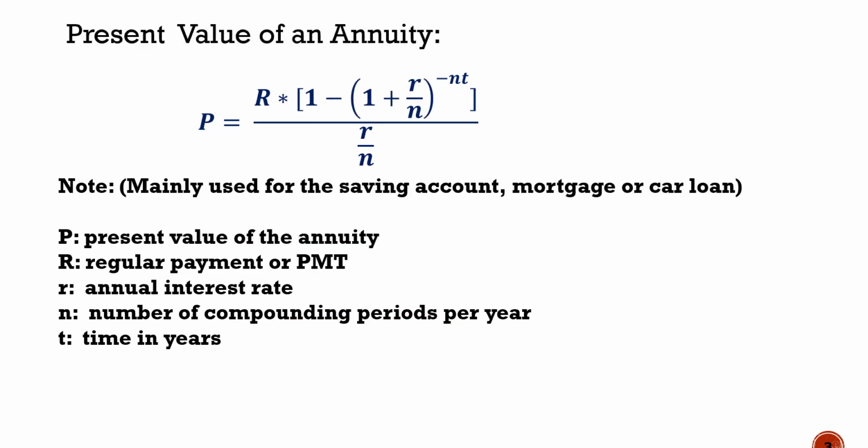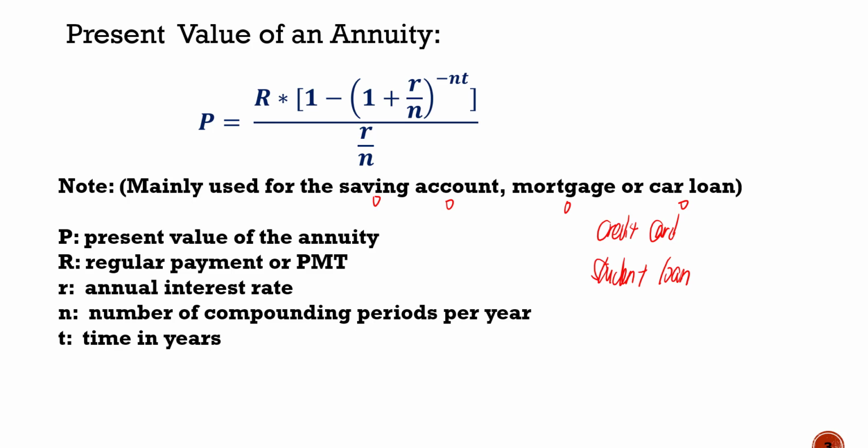Also have present value of annuity, P equal to regular payment times square bracket 1 minus 1 plus rate annual interest rate over number of compounding period close parentheses raised to negative nt close square bracket over r over n. It's mainly used for saving account, mortgage, car loan, credit card, student loan, all those financial instruments.